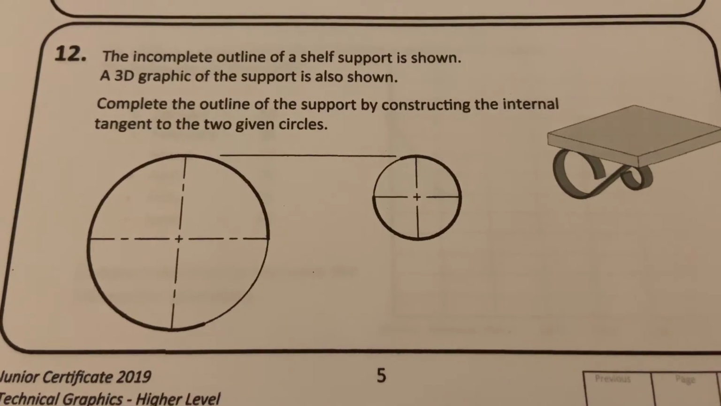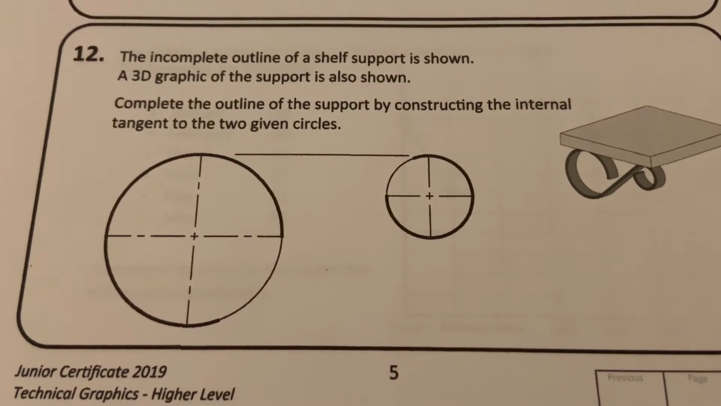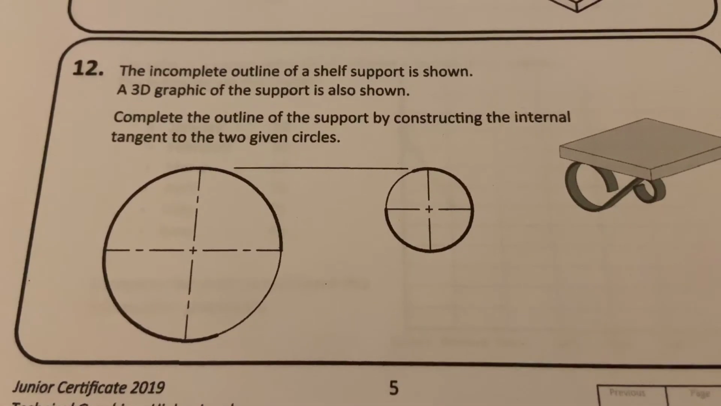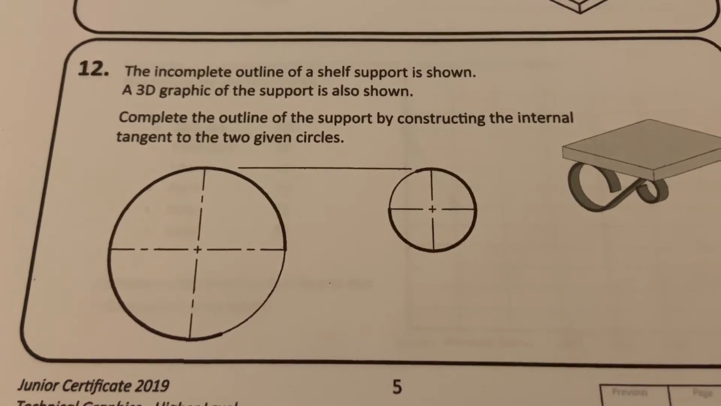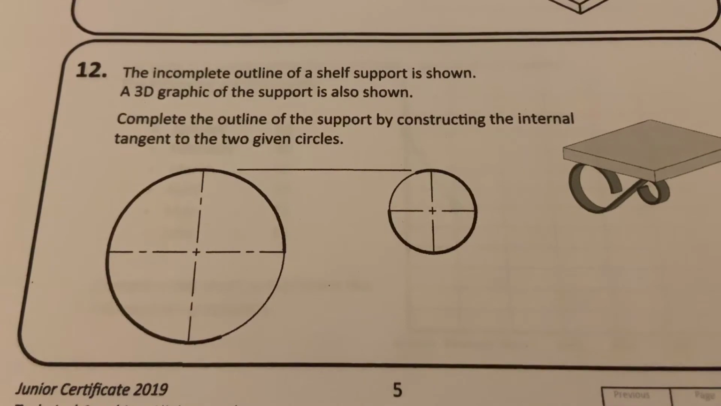Question 12. The incomplete outline of a shelf support is shown. A 3D graphic of the support is also shown. Complete the outline of the support by constructing the internal tangent between the two given circles.